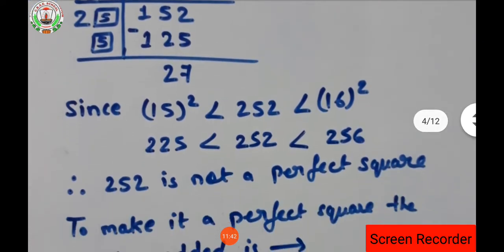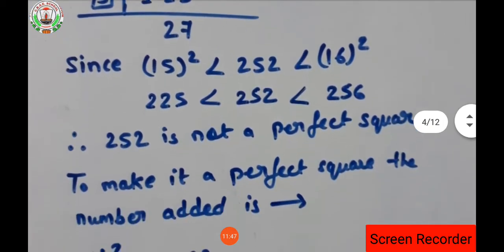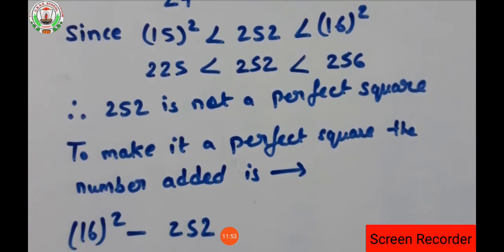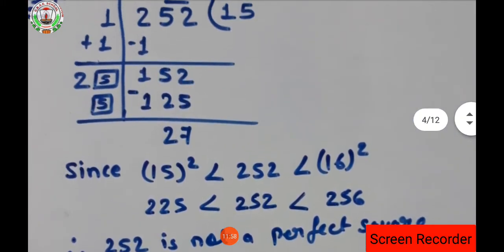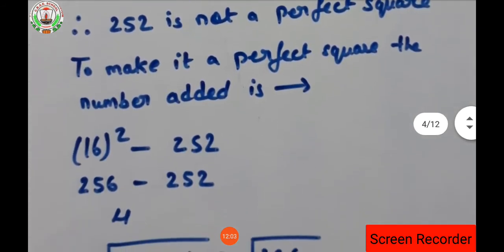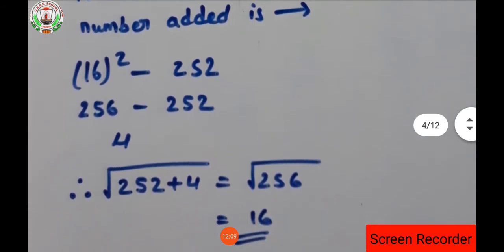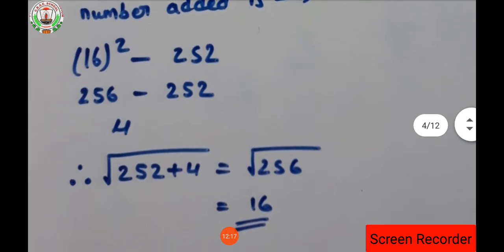Now 27 we get, and what is the quotient we are having? The quotient we are having is 15, isn't it? So 15 square is less than 252, which is less than 16 square. So square of 15 is 225, square of 16 is 256. Since here the remainder is 27, that means the number 252 is not a perfect square. So in order to make it a perfect square, what do we have to do? We have to do this step, 16 square minus 252. The square of 16 is 256, isn't it? So the number to be added to 252 to make it a perfect square is 4.